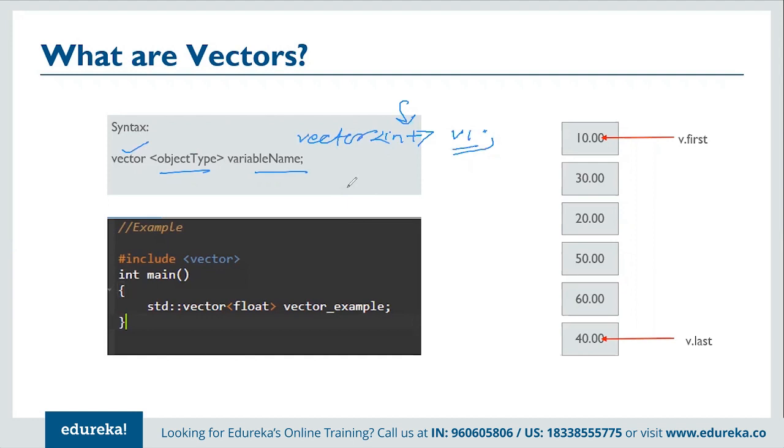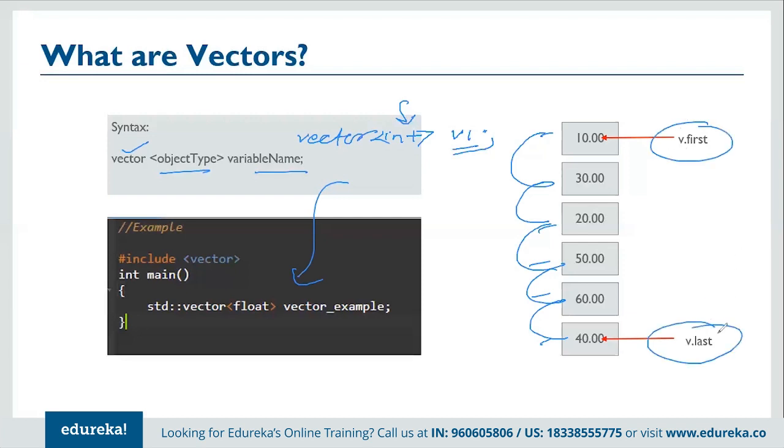Now this has been explained with an example here, as you can see below, and this is also a representation of a vector, which is holding decimal numbers 1, 2, 3, 4, 5, 6. These are stored in a sequential manner: this is one, then next, then next. And you have an option, which we will see in the next few slides, to access the first element, the last element, and the subsequent elements in between with the help of iterators.